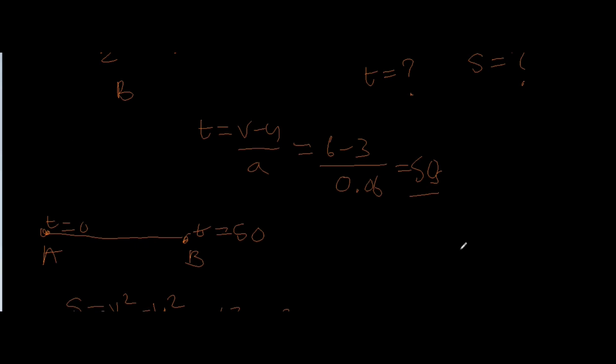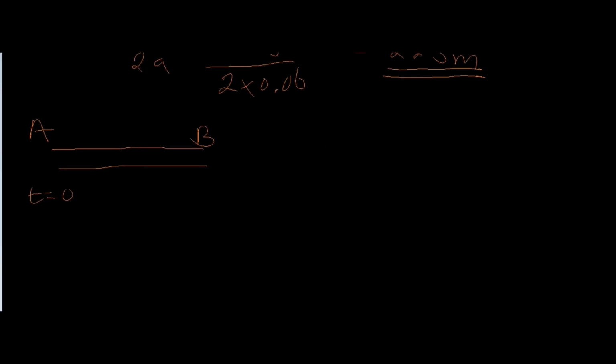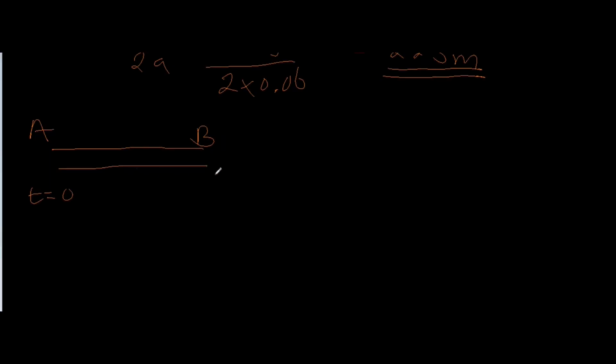T is equal to 0, t is equal to 50. So the cyclist leaves point A when t is equal to 0, and he gets to point B when t is equal to 50. Now, we've been told here that the car reaches B at the same instant as the cyclist. So when does the car reach B? Well, the car reaches B when t is equal to 50.